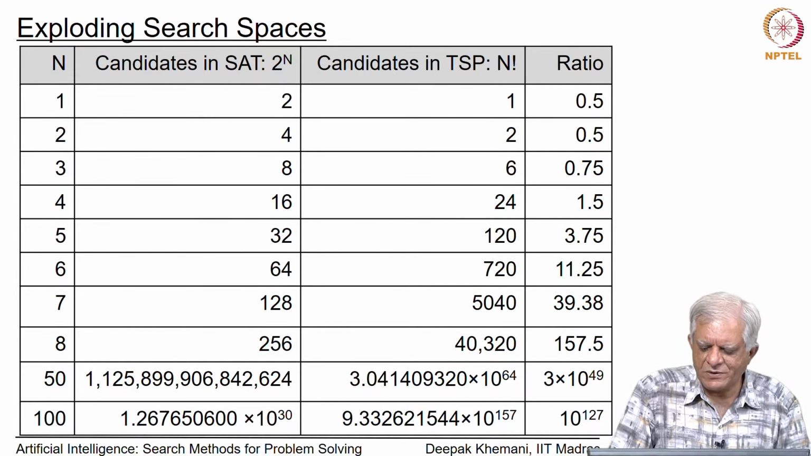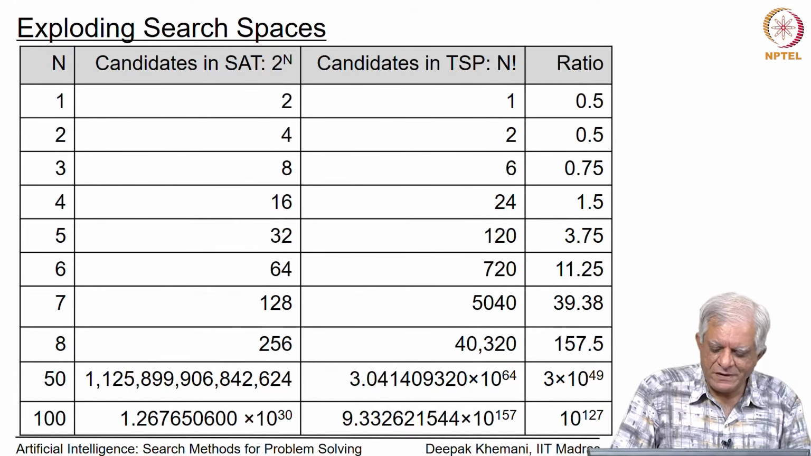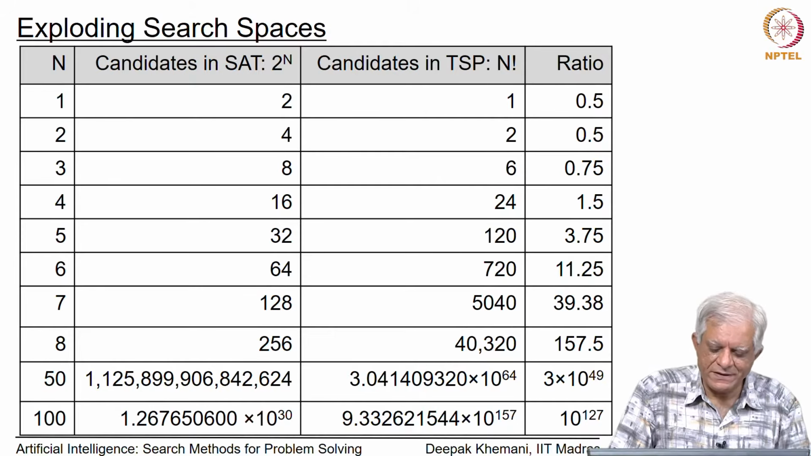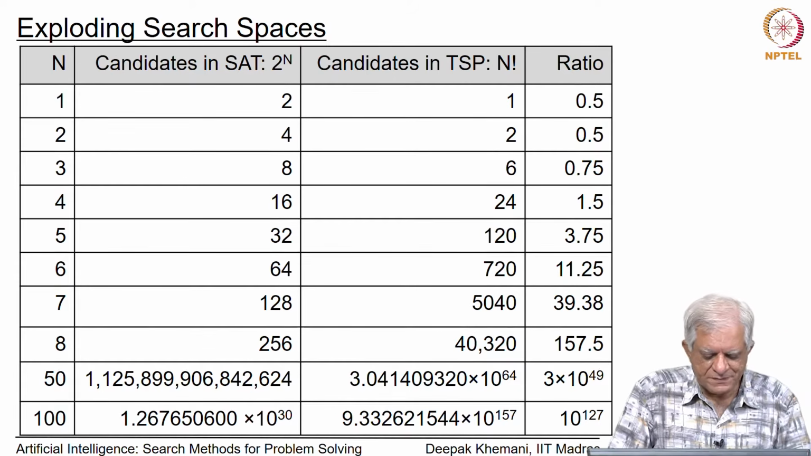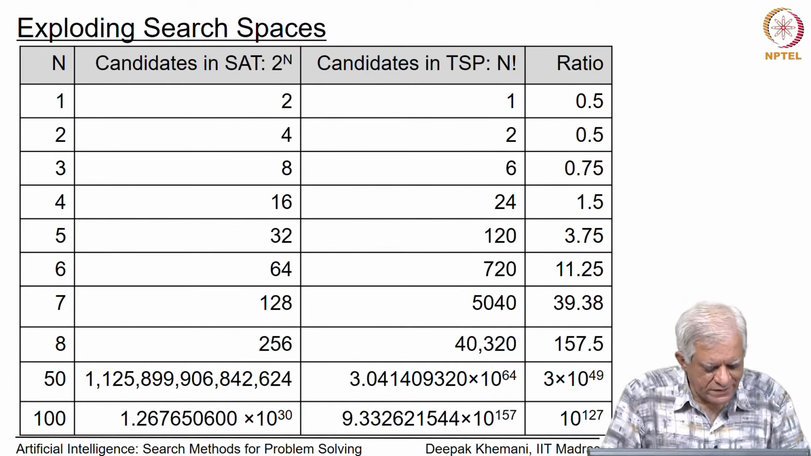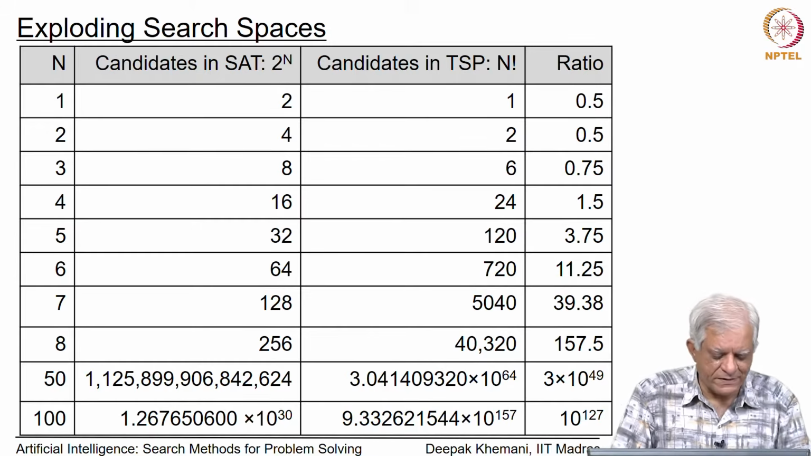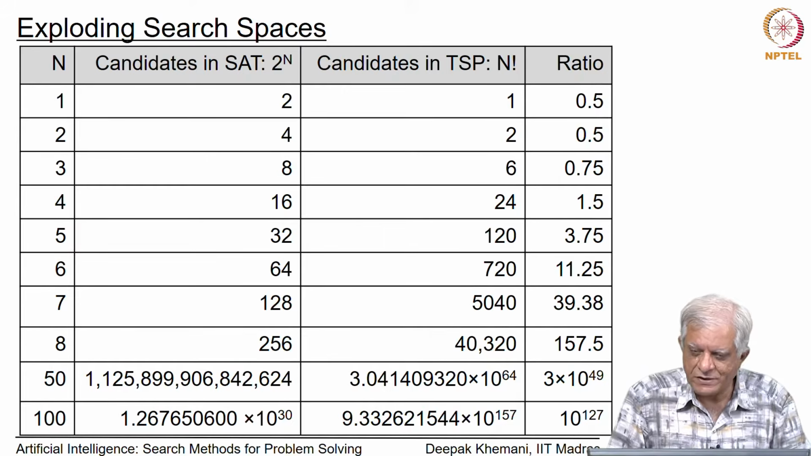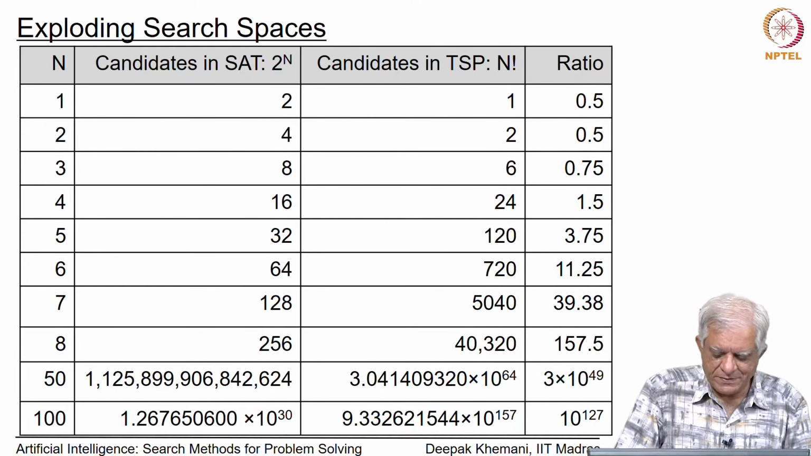Initially TSP is slow, it starts off with 1, 2, 6, which is slower than SAT, but as we go beyond 4, TSP overtakes SAT, and then it grows much more rapidly. So, if you look at, for example, row number 7, which is for 7 variables, SAT requires 128 candidates, and TSP already needs 5040 candidates.